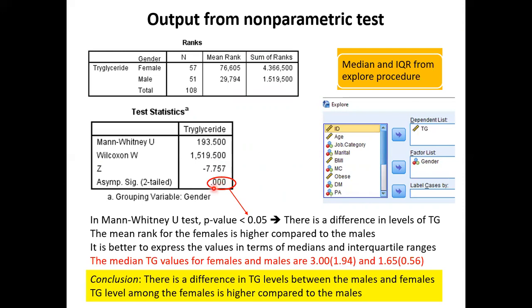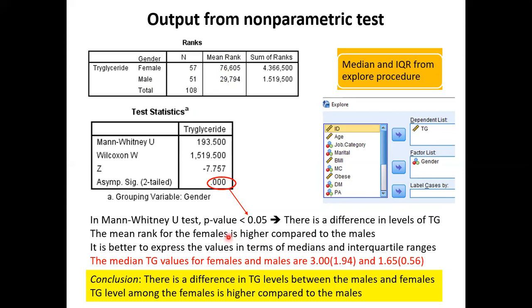So take this table. Look at the last p-value there. Is it more than or less than 0.05? Less than. So in the non-parametric test, less than 0.05, we say that's a difference. We don't use the word mean because it's a non-parametric test. Looking at the first table, which mean rank is higher, male or female? Females are higher, right?